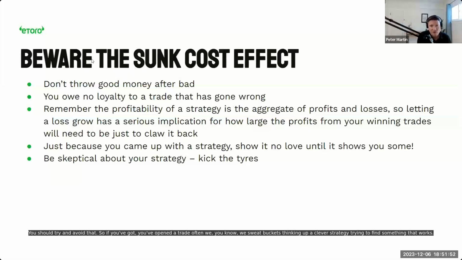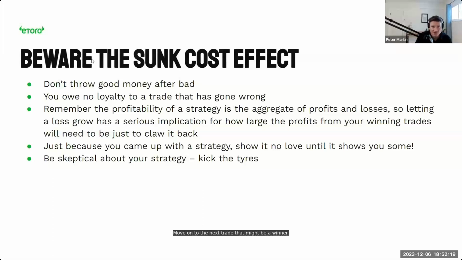So if you've opened a trade, often we sweat buckets, thinking up a clever strategy, trying to find something that works. We try it out and it goes wrong. You don't have any loyalty to that trade just because you put a lot of time and effort into thinking it up. If it's going wrong, that's cutting into your capital and you need to think about getting rid of that trade. So if it's clearly gone wrong, forget about having loyalty, move on to the next trade that might be a winner.